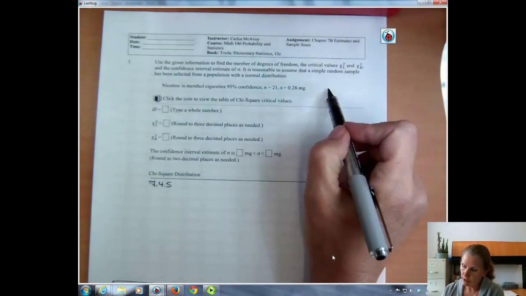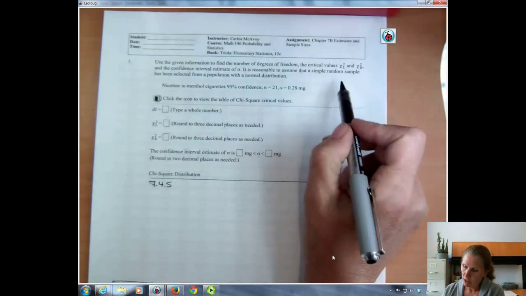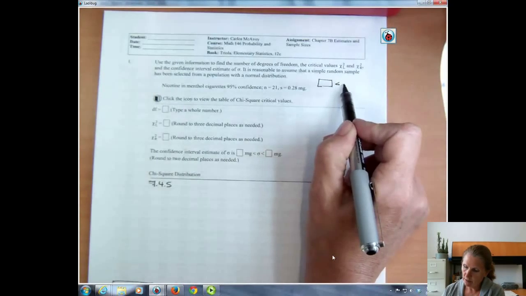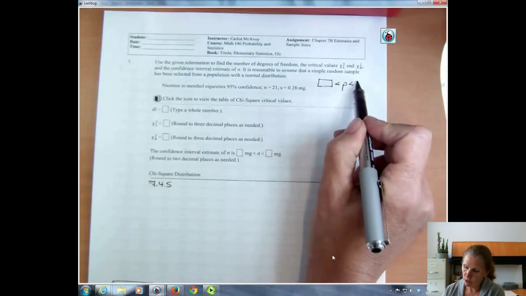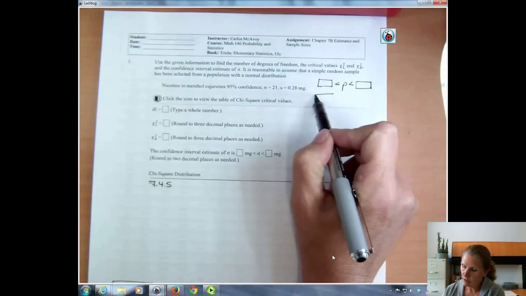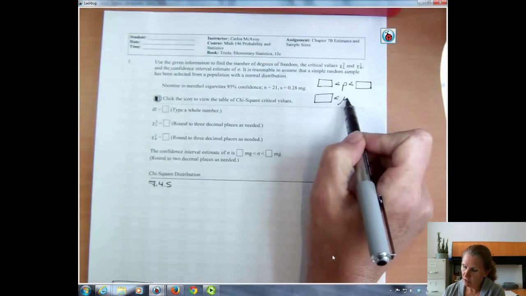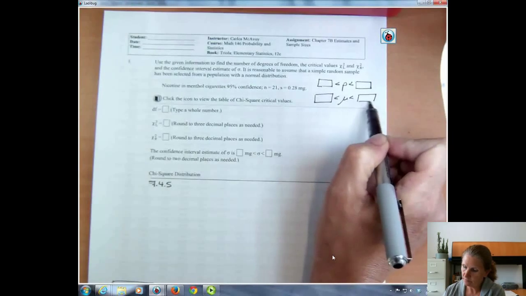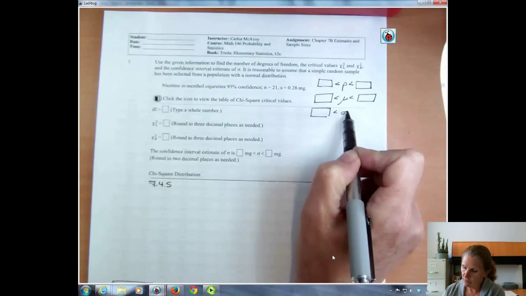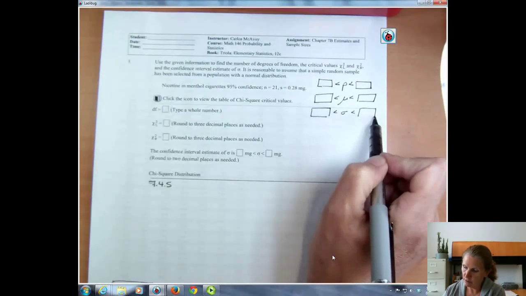We can find out an interval. I'm just going to put a box that is talking about the proportion of the population, and we found something like that. We can do something that's talking about the mean of the population, and we can also do something that's talking about the standard deviation of the population.